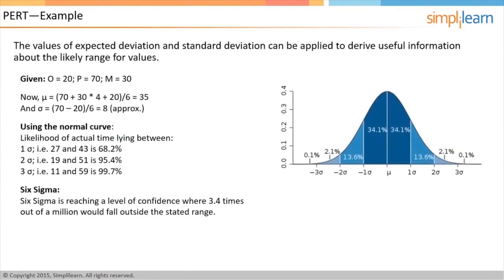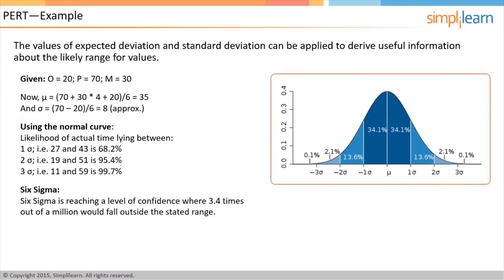Let us now figure out how we can apply the 3-point estimation that PERT uses in order to draw some useful conclusions. Assume that the optimistic, pessimistic, and most likely estimates are 20, 70, and 30 respectively. Using these values, you can determine the expected duration and the standard deviation as indicated. Now, if the causes of variation are random, you can assume that the actual values would be evenly distributed about the mean and will follow the normal distribution, sometimes referred to as the bell curve. Further, you can use the properties of the normal distribution.